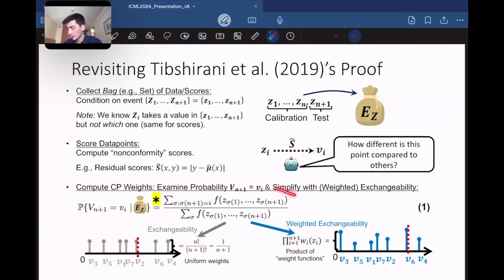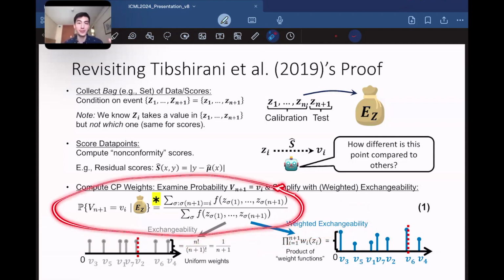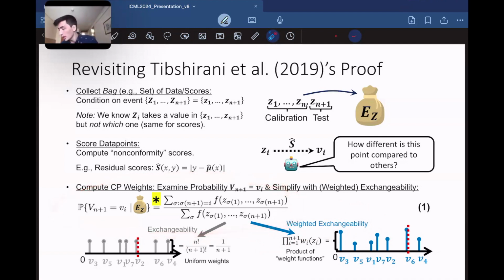And so this might look intimidating. This statement might look intimidating at first, but I'm going to walk through it more closely in the next slide. But the important takeaway here is, firstly, that these weights correspond to, given the bag of data, so conditioning on the bag of data, what is the probability that the random variable capital Vn plus 1 corresponding to the test point's score was actually this specific score from the bag of scores.